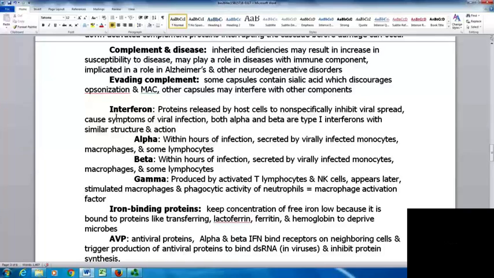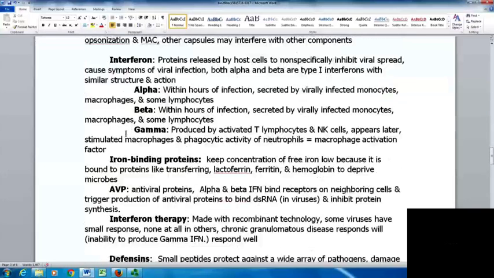It's secreted by virally infected monocytes and macrophages and some of the lymphocytes. Beta interferon is also going to be present within hours of infection. It's secreted by virally infected monocytes, macrophages, and some of the lymphocytes as well. Gamma interferon is produced by activated T lymphocytes and natural killer cells. This appears later, and it stimulates macrophages and the phagocytic activity of the neutrophils, so it can act as a macrophage activation factor.